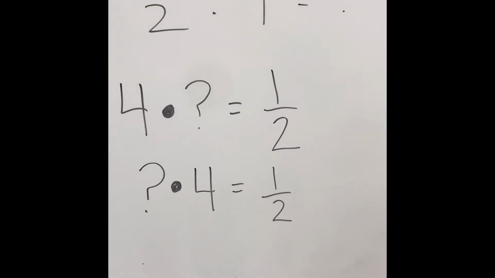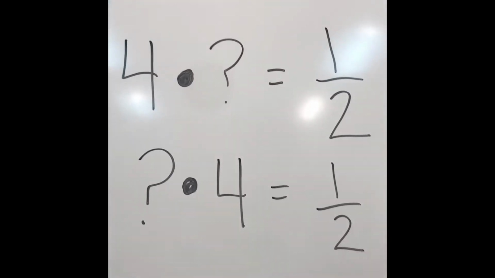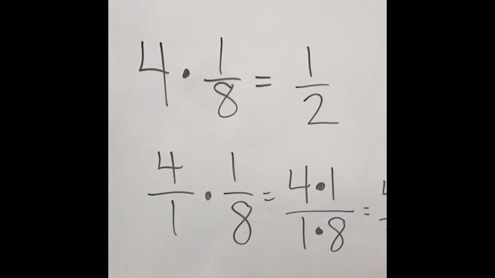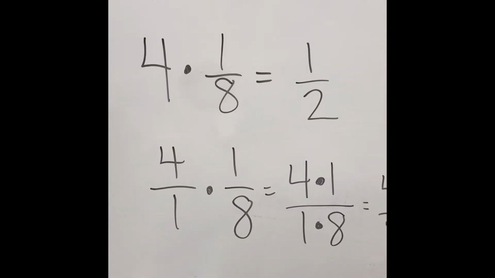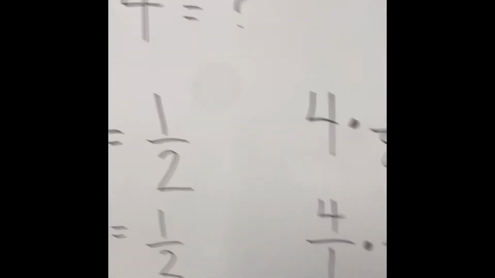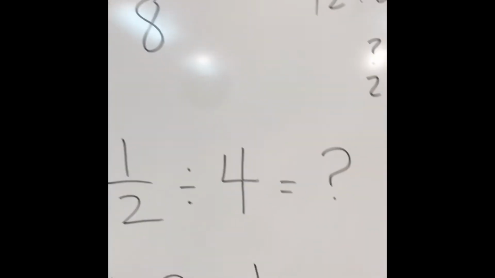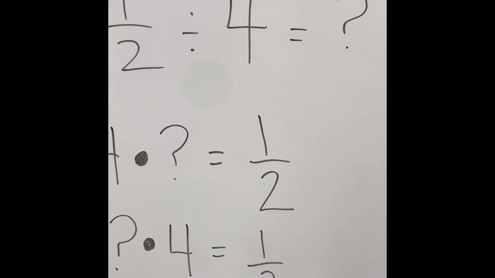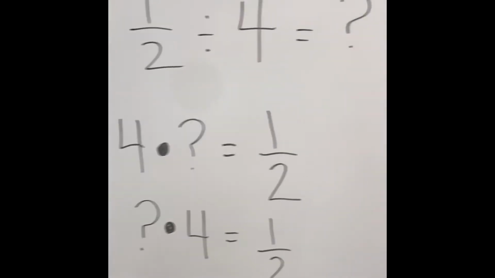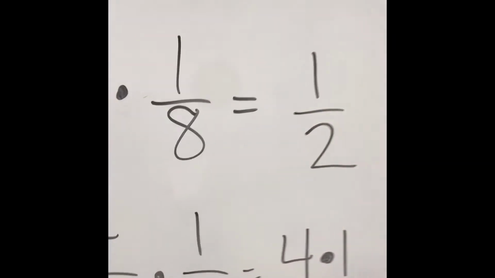So when we look at 1/2 divided by 4 equals question mark, think of that concept of 4 groups of some number equals 1/2. If you look at what we have over here, 4 times 1/8 is equal to 1/2. If we replace our quotient from here, 1/8, or the question mark is 1/8, and we put it in place of the question mark, here 4 times 1/8 is equal to 1/2.